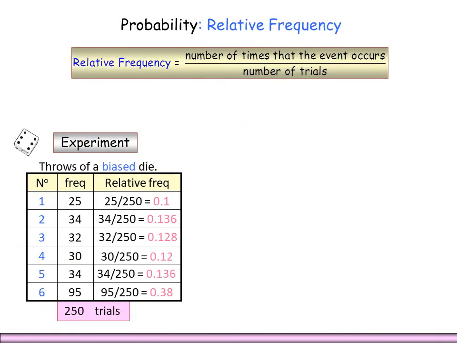Probability or relative frequency. This term is used when we have experimental probability. It's the same as the probability, but now we are depending on the number of times that the event occurs out of the number of trials.